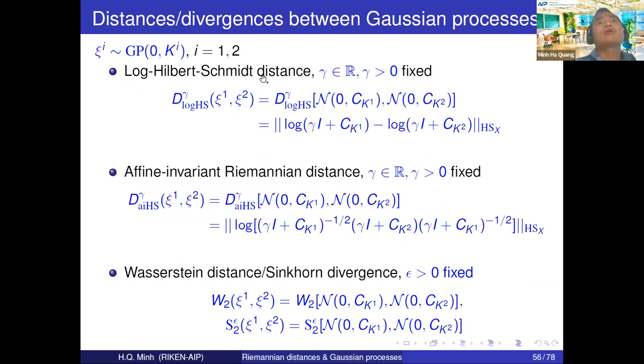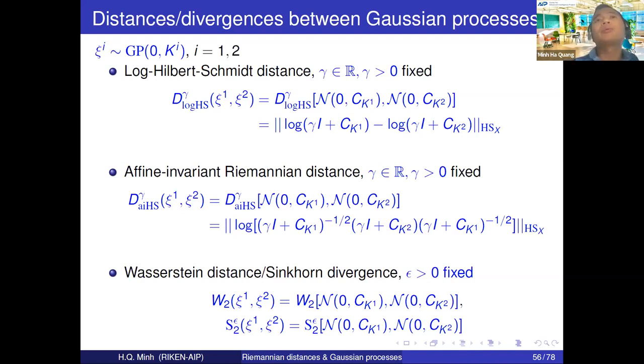And so we can define, like for the log-Hilbert-Schmidt distance, the norm of log(γI + C_K1) minus log(γI + C_K2) in the Hilbert-Schmidt norm. We can define the affine-invariant Riemannian distance. We can also define the Bures-Wasserstein distance and the Sinkhorn divergence. Of course, this C_K1 and C_K2 here are infinite dimensional covariance operators.